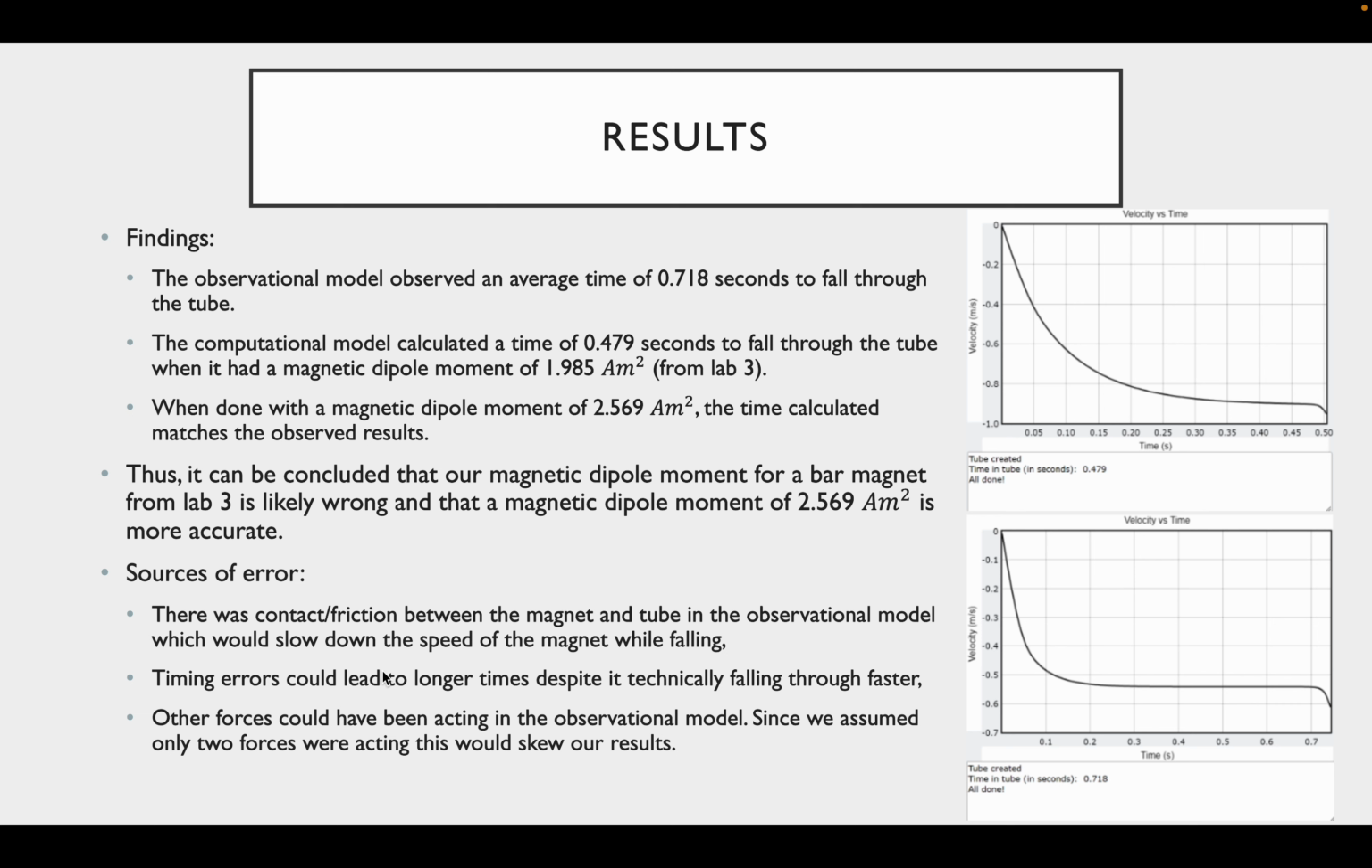In terms of sources of error, there was contact, which led to friction between the magnet and the tube in the observational model, which could slow down the speed of the magnet while falling. There could have been timing errors that led to longer times, and there could have been other forces acting. Since we only assumed 2 were acting on the observational model, this could have skewed our results.